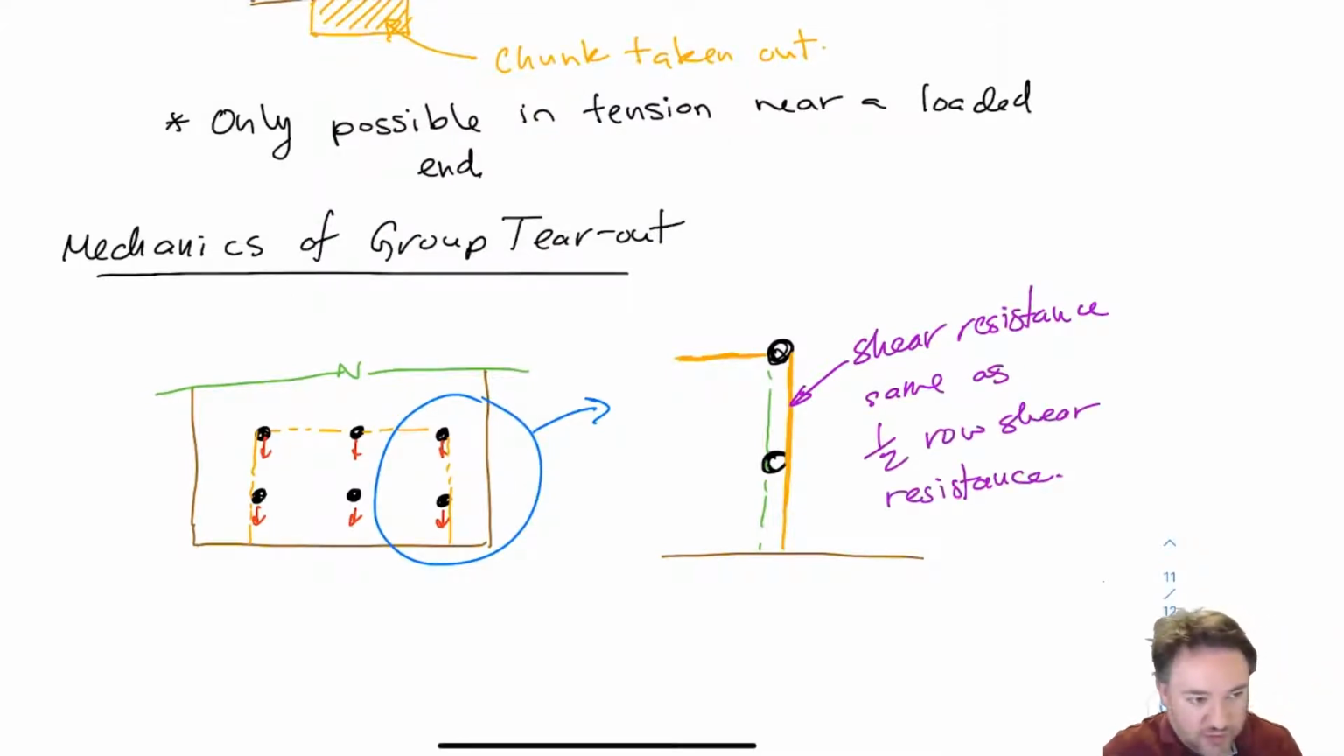Okay, so if I'm only interested in the right line there, the right orange line, and I need to find the shear resistance of that line, we already looked at how to calculate shear resistance of shear planes when we looked at row shear resistance.